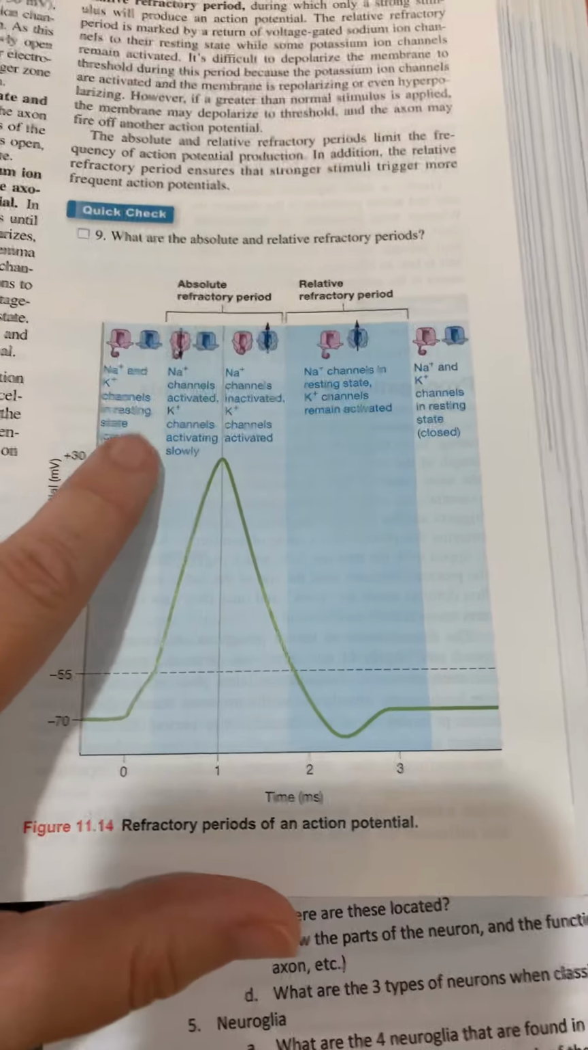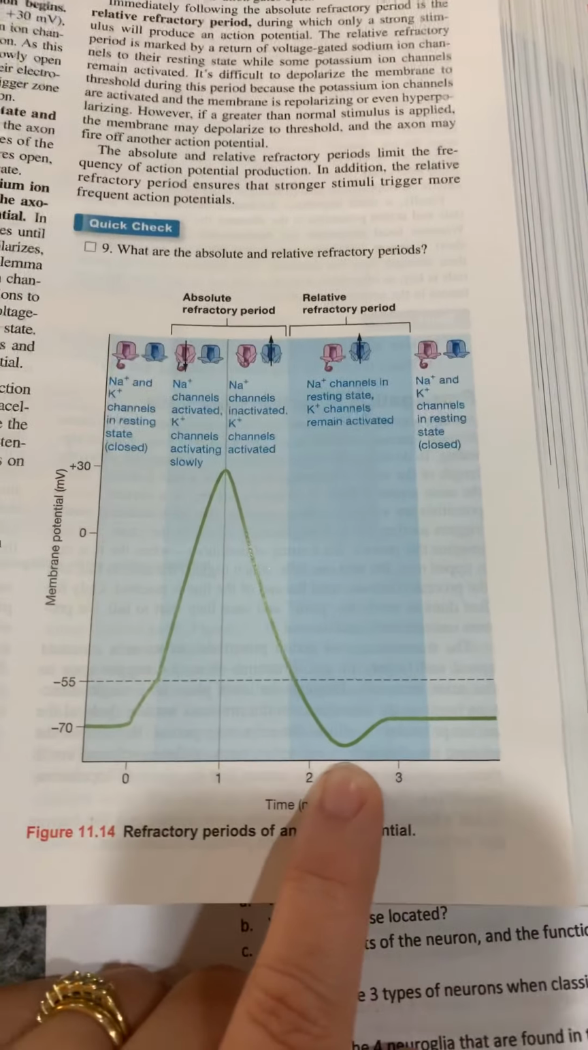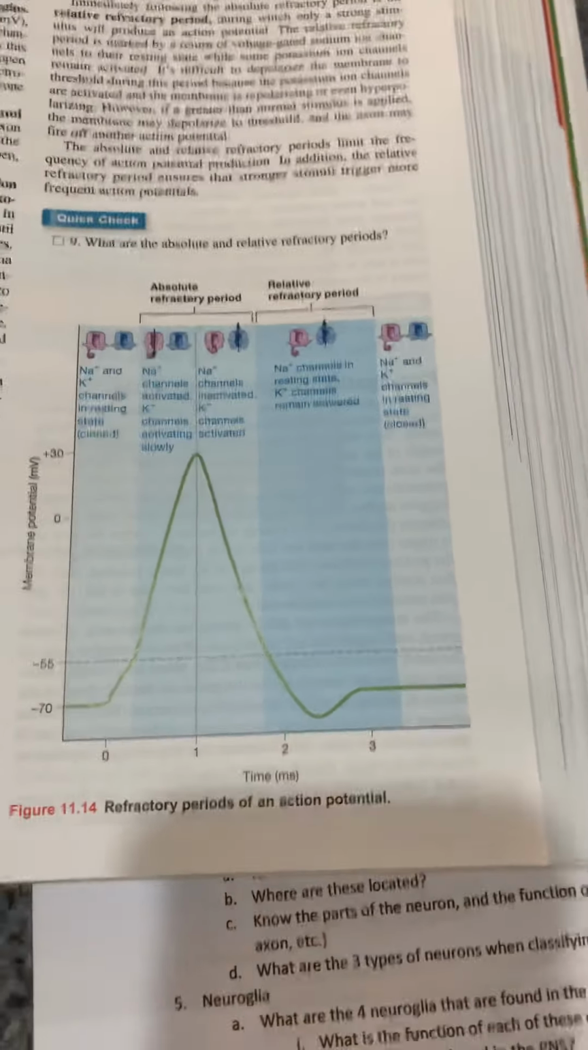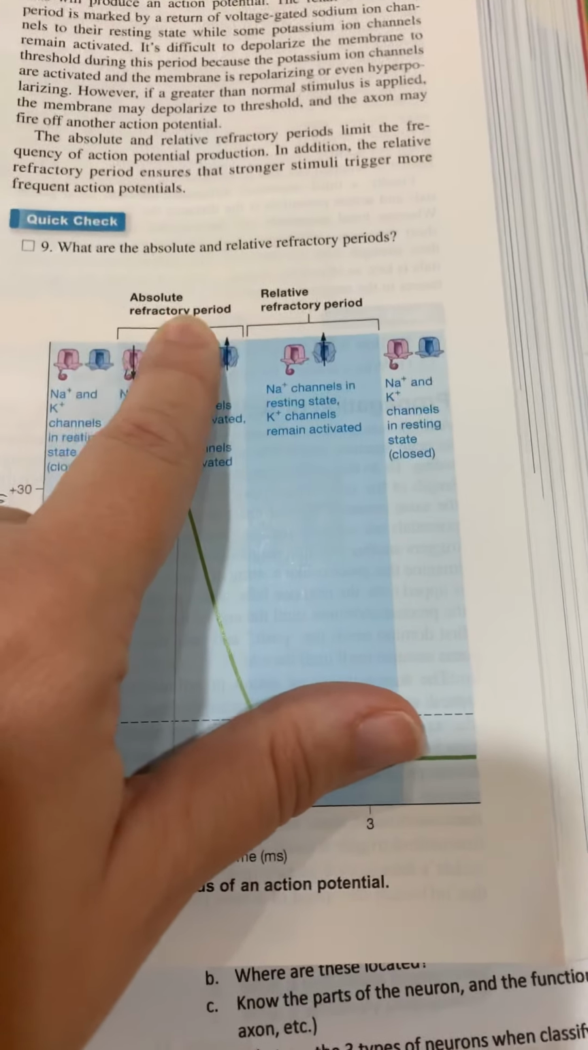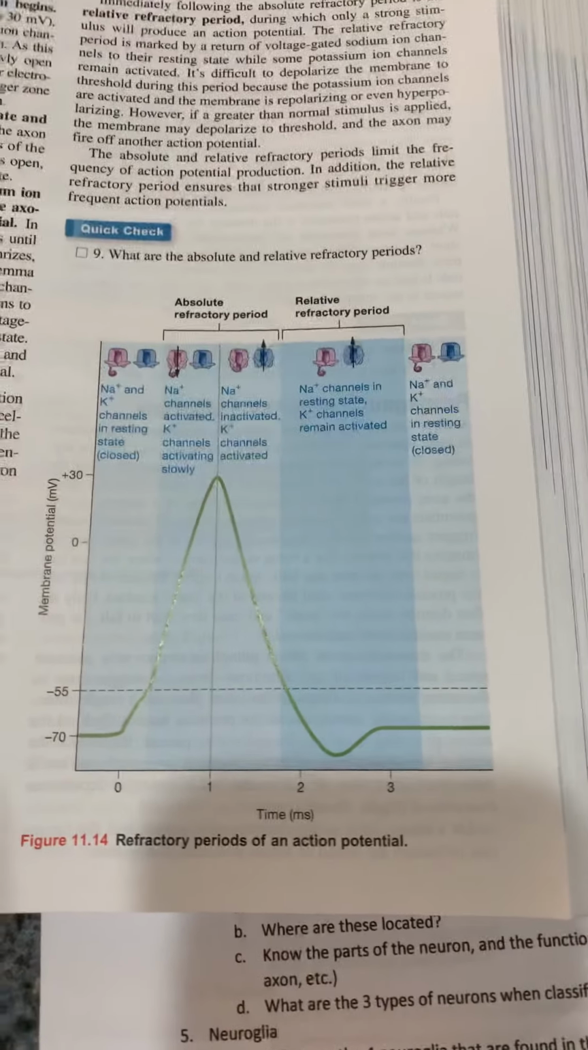It tells you what gates are opening, what gates are closing. It shows you the hyperpolarization, and it's telling you that you're now in what's called a refractory period. And a refractory period means that you can't have another action potential come along no matter how strong your stimulus might be. So there's two sections to this, though. There's the absolute refractory period, which means no matter how strong a stimulus is, you are not going to get an action potential.